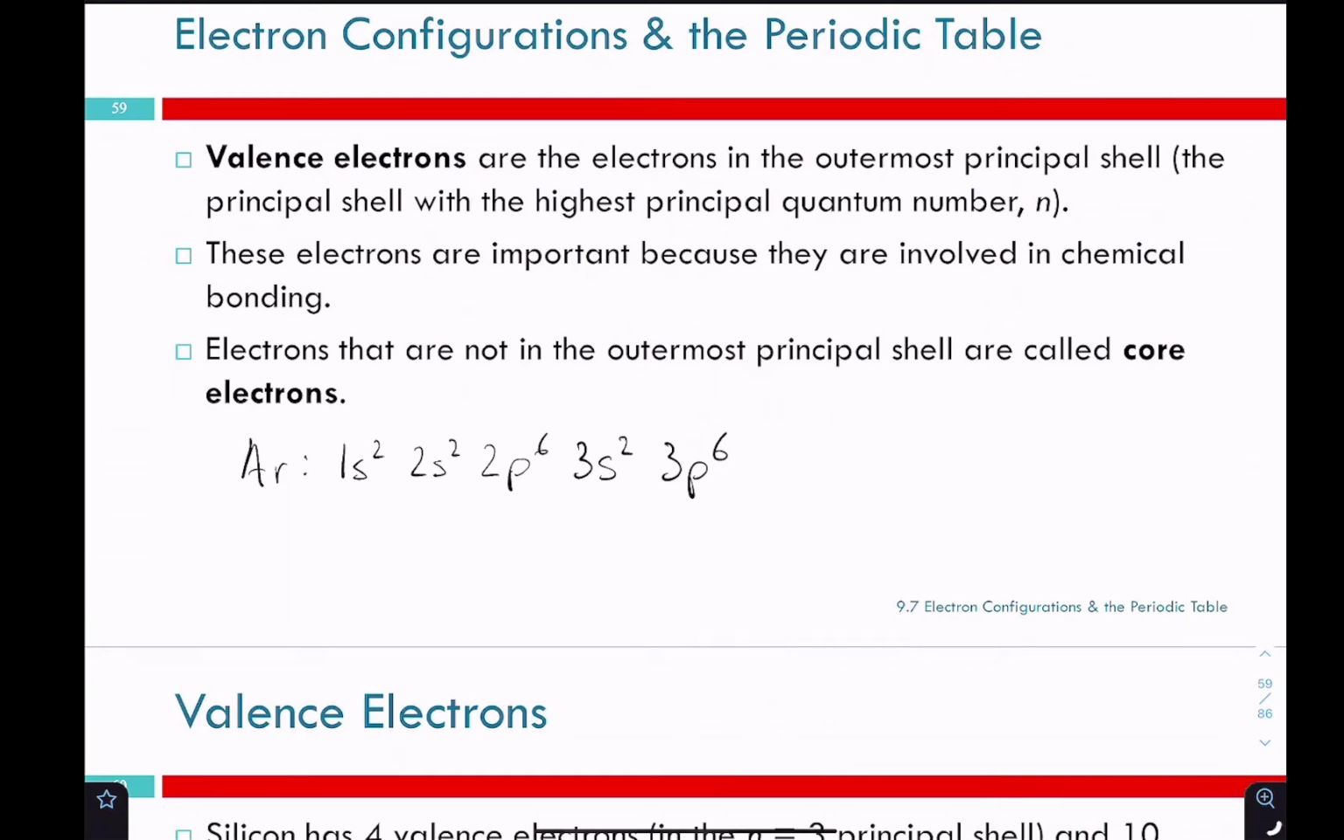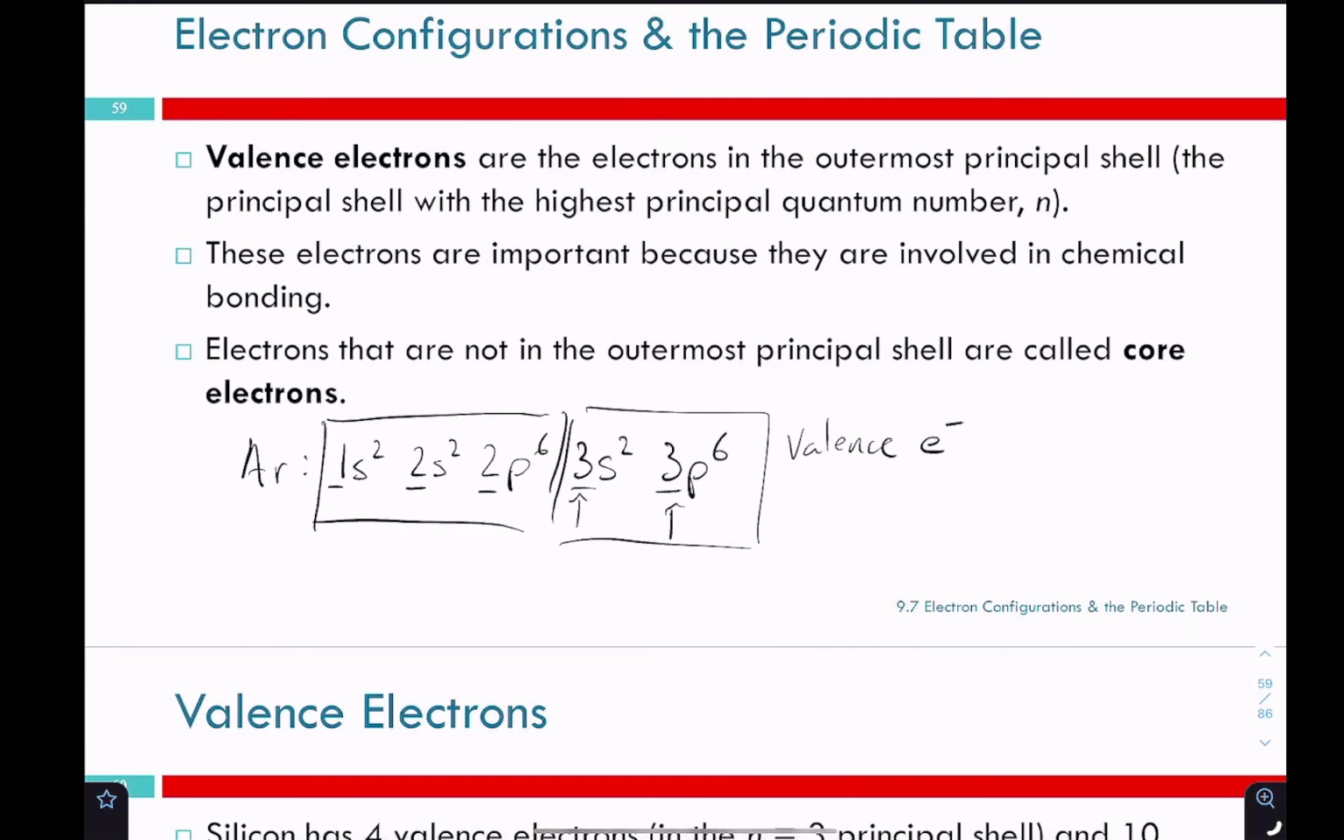The way that you can tell what the valence electrons are is they're the ones associated with the highest principal shell number. The principal shell number is the first number, so that's the 1, the 2, the 3 in front. From your electron configuration, these ones with the 3, those are the highest, so those are all valence electrons. The rest of these are lower in energy and underneath the valence electrons, so those are core electrons.